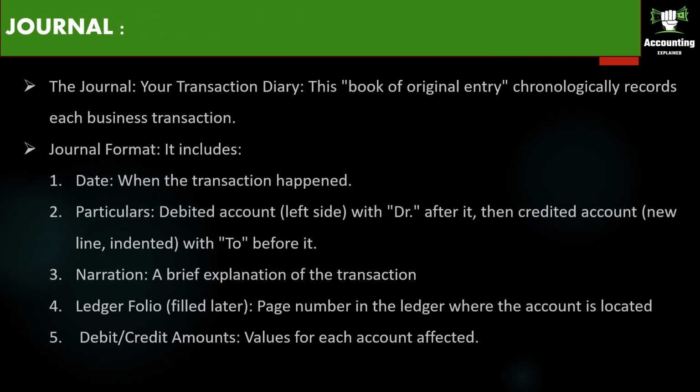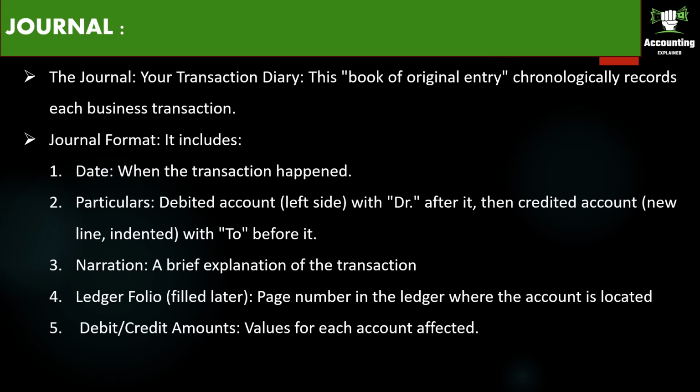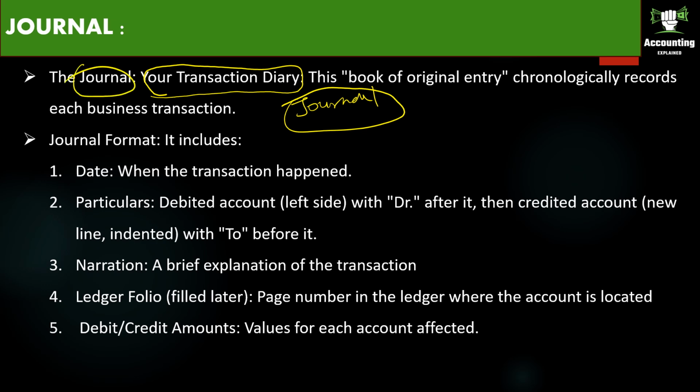Let us know about the journal in an elaborate way, because this is where accountancy stands. The journal can also be called your transaction diary. When you write your diary personally, what do you call it? You call it a journal. Similarly, in business, if you write your daily transactions, it is called a journal. As simple as this. The other name for it is book of original entry, which you already know. Chronologically, that is date wise, it records each business transaction.